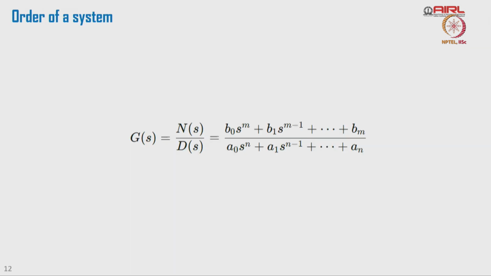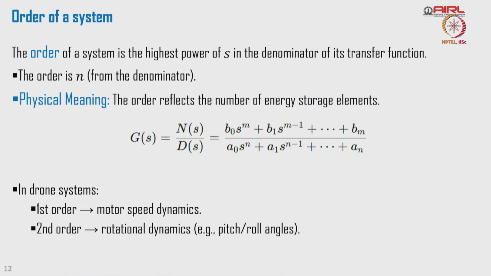Okay. Now, when we have the idea of poles and zeros, now we will define what is the order of the system. Fine. Order of a system is the highest power of s in the denominator. Now, where from it comes? It comes from the nth order differential equation only, right. So, from this highest power of the denominator, we can get the order of the system. It is n here. Okay.